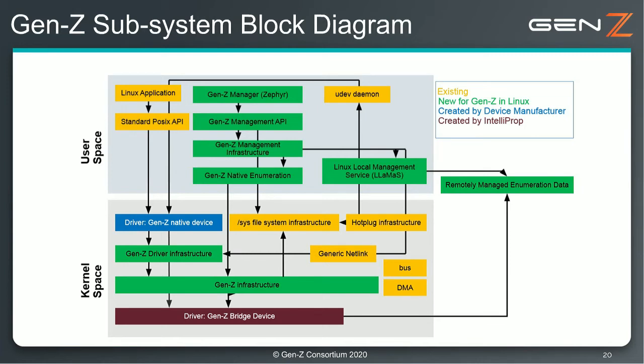Now the yellow pieces in the kernel space are a bunch of existing kernel infrastructure that the subsystem makes use of, including DMA services, inserting this Gen Z Linux subsystem as a standard bus, and using existing interfaces, including generic netlink to send messages to and from user space about events that are happening, and the slash sys file system interface, which we use to expose the Gen Z control space structures to user space agents, like the fabric manager. And up in user space, we have a fabric manager, which we call Zephyr. It's very much a work in progress, as is all of this software. And Llamas, which is the Linux local management system, runs on each node and talks to the fabric manager over a Redfish interface so that each node knows which Gen Z resources it has available to it, and which ones it's not supposed to know about.